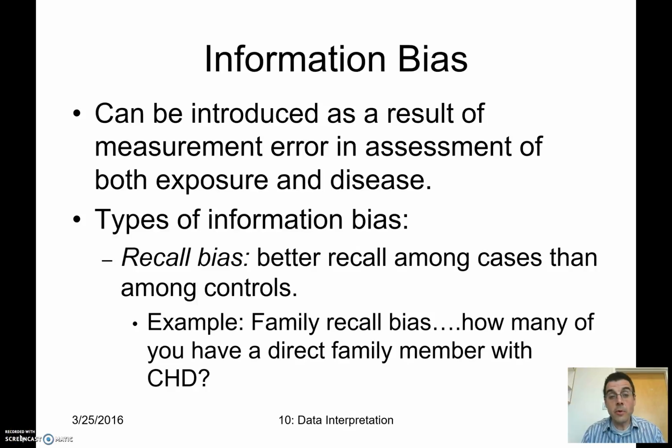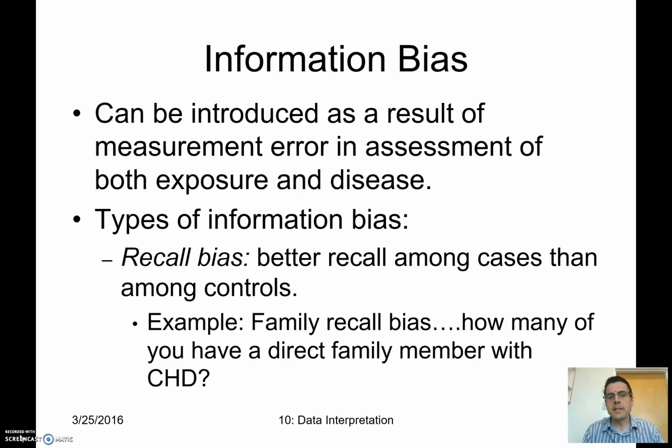All right, this is Public Health 4040, and we're talking about data interpretation issues. And we left off talking about systematic errors or bias that can be introduced in the study design. And we talked about selection bias, and now we're going to talk about information bias. Information bias can be introduced as a result of measurement error in assessment of both exposure and disease.